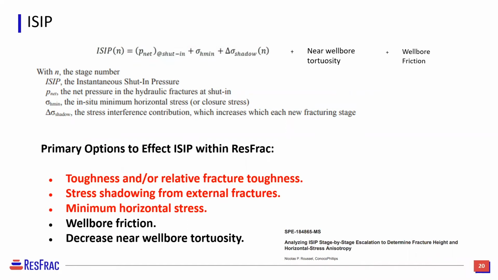Minimum horizontal stress too. I can't stress this enough. We would like to think all of our data is exactly right, but especially when you're having to calibrate maybe to one DFID over an entire zone, there can be some differences in the minimum horizontal stress that will cause the stress shadowing to be too large or too small. And then to a certain extent, after that we will look at wellbore friction.